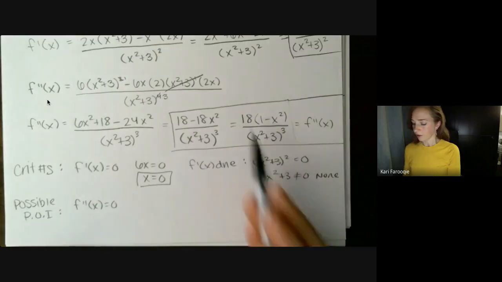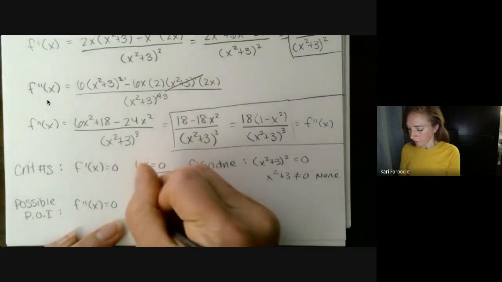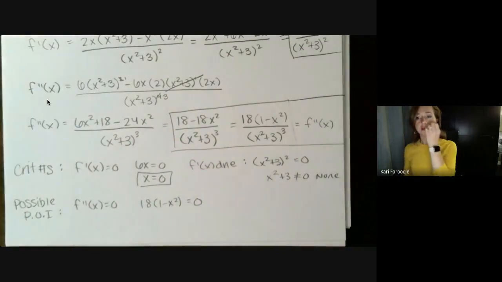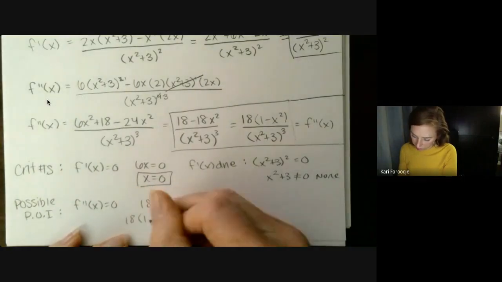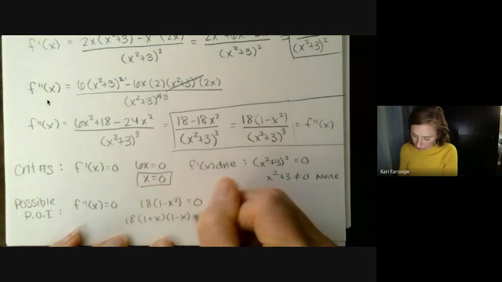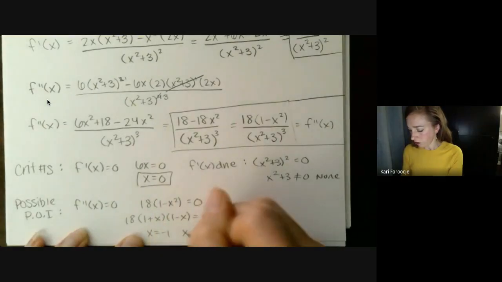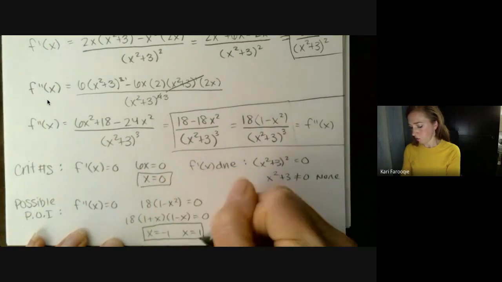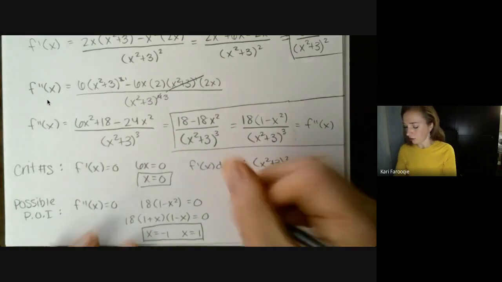But this is kind of where you're going to use your factored version, not your squared version. Take your numerator and set it equal to 0. And then you can factor this using a difference of two squares: 1 plus x times 1 minus x. And then you're going to get x equals -1 and x equals +1. These are going to be values where you are possibly going to have points of inflection. I would bet they will be points of inflection.